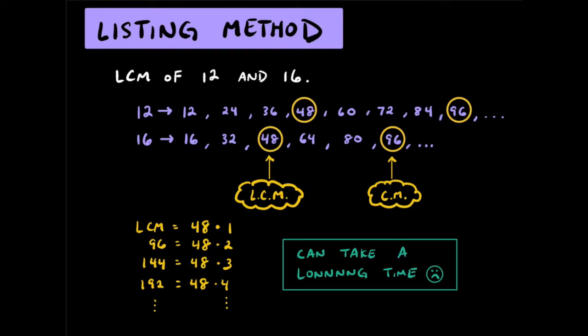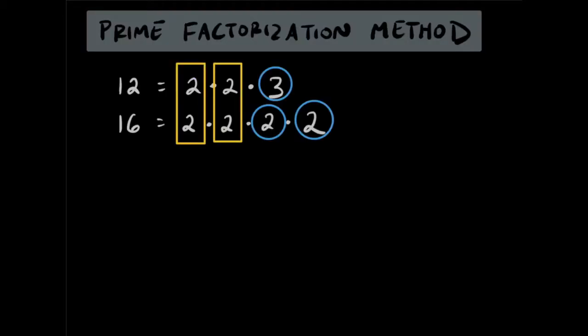While this method is pretty easy to understand, you can imagine it could take a long time if the numbers don't meet each other for quite a while. That's where the next method comes into play. Our good friend prime factorization.